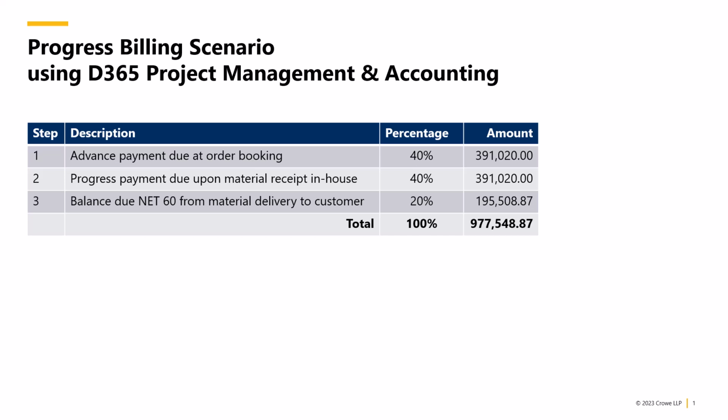For my scenario, I'm going to have a set of 3 different billings for this one large order. With the initial order, we need a 40% down payment. When we receive the material in-house, we need another 40%. And finally, when the material is delivered to the customer, we'll bill the remaining amount with a net 60 terms. So with that, let's jump over to D365 and see how this will work in the software.